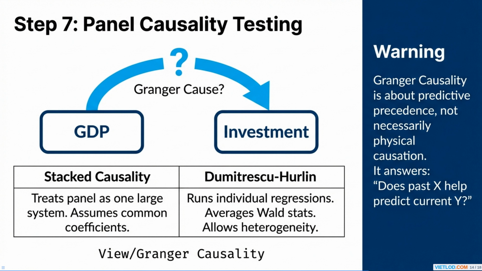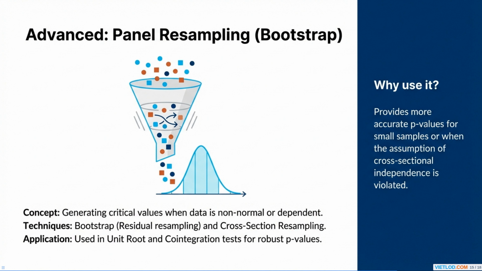It's important to understand what Granger causality means. It is not about physical causation, but about predictive precedence. The test answers the question, does the past of variable x help predict the current value of variable y? There are 2 main approaches in a panel context. Stacked causality treats the entire panel as one large system, assuming the coefficients are the same for all units. This is a strong assumption.